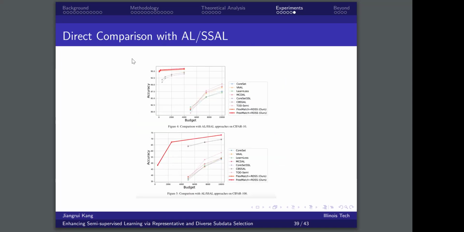And there's a direct comparison with active learning and semi-supervised active learning. You can see that the orange one and the red one are ours. So it's superior to other methods, even active learning approaches. But it doesn't actually fit the active learning paradigm because it's not designed for that. We just compare them.